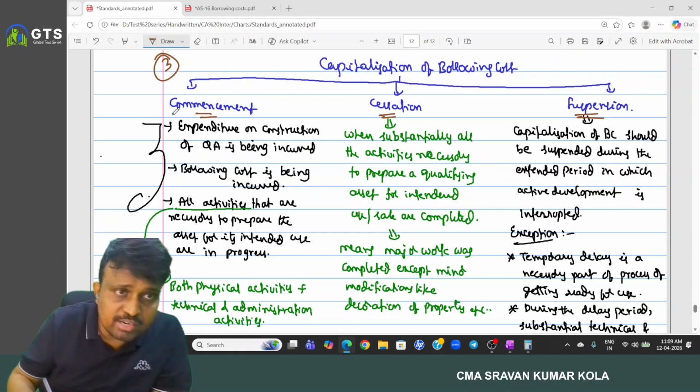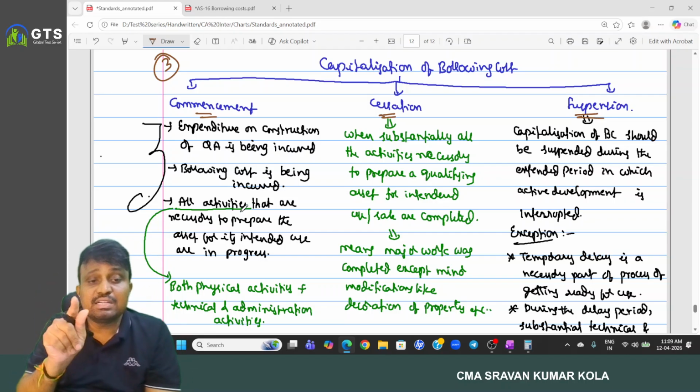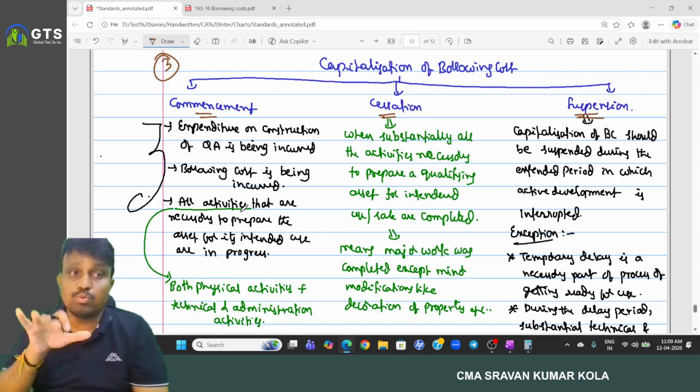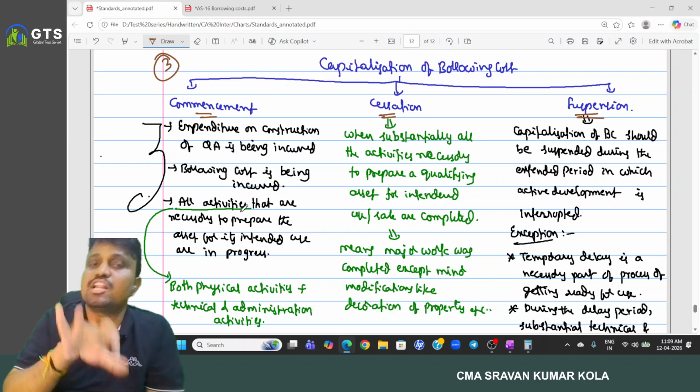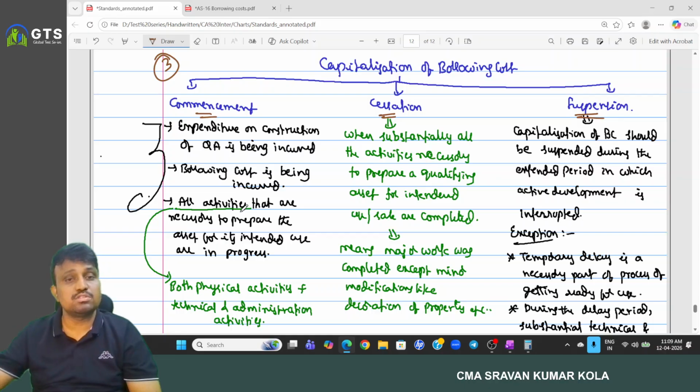One more important point here: all activities means physical activities and technical and administration activities both are covered. Even if technical or administration activities are in progress, that is also considered.